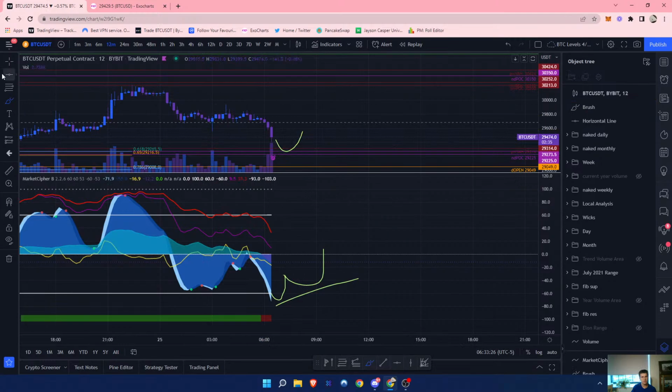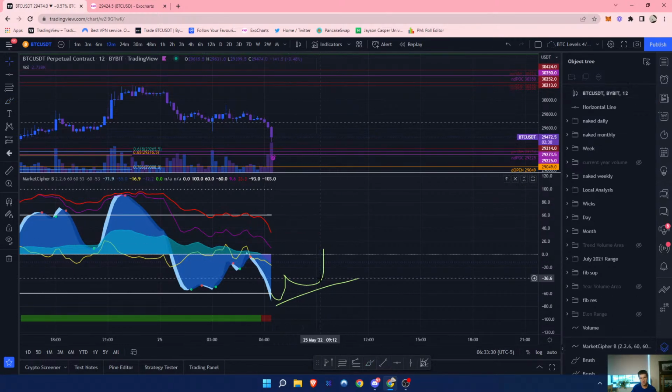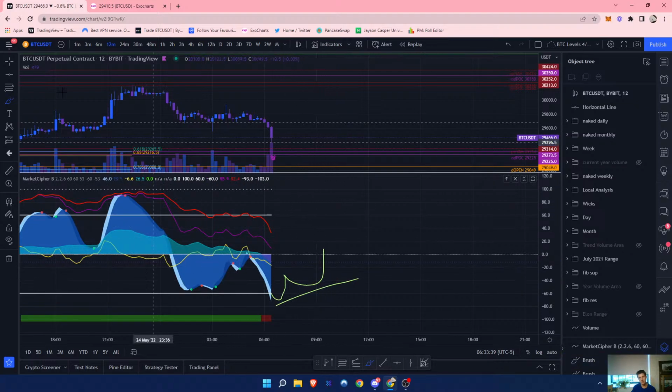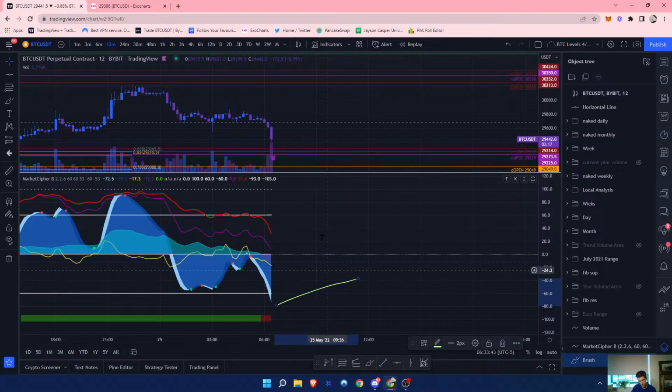So price is making lower lows while our momentum is coming up. Very nice divergence. Also, second thing you want to see is money flow just kind of increasing. You may not really see it much, but it might increase a little bit. But yeah, just ultimately what I'm looking for.